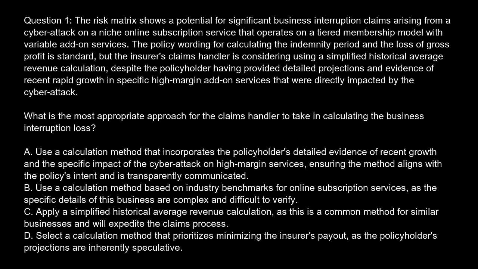Option B. Use a calculation method based on industry benchmarks for online subscription services, as the specific details of this business are complex and difficult to verify. Option C. Apply a simplified historical average revenue calculation, as this is a common method for similar businesses and will expedite the claims process. Option D. Select a calculation method that prioritizes minimizing the insurer's payout, as the policyholder's projections are inherently speculative.